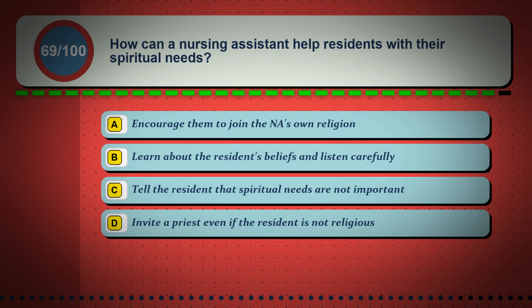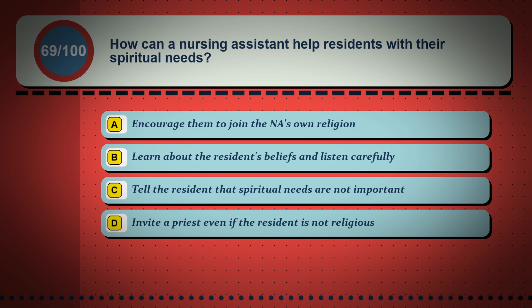Question 69. How can a nursing assistant help residents with their spiritual needs? Option A. Encourage them to join the NA's own religion. Option B. Learn about the resident's beliefs and listen carefully. Option C. Tell the resident that spiritual needs are not important. Option D. Invite a priest even if the resident is not religious.